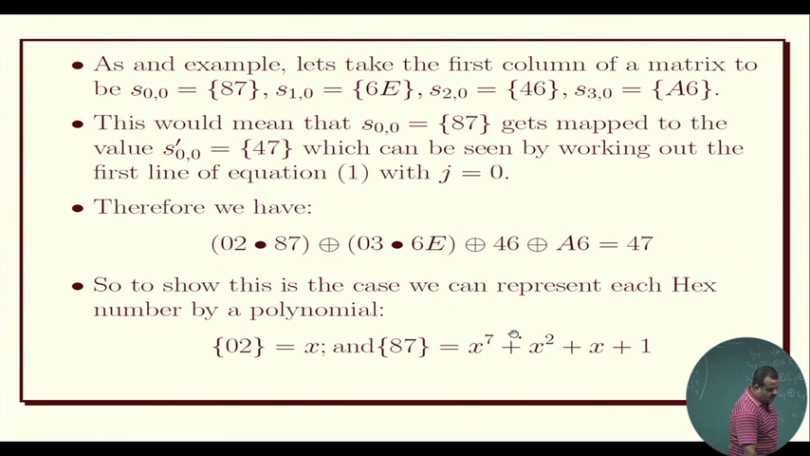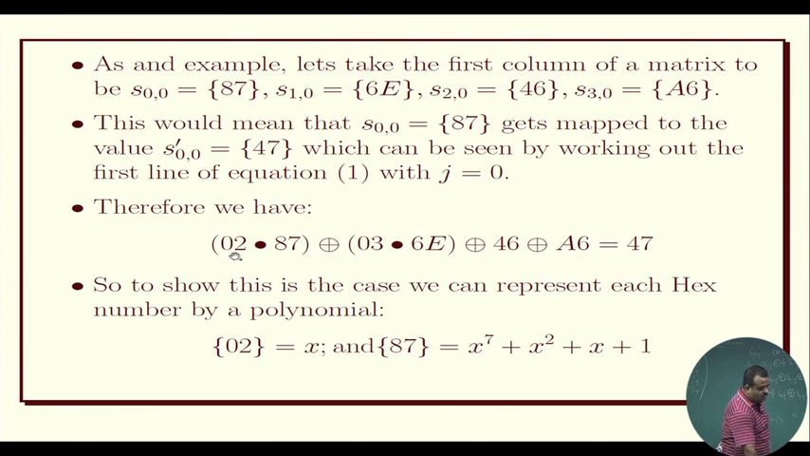So, we can take an example. Suppose our S0, we have a column like this. This is the first element. Each element is 8 bits. This is the first element of the column, this is the second element, this is the third element. So, this is the 0th column. Now, we want to see where it is going.